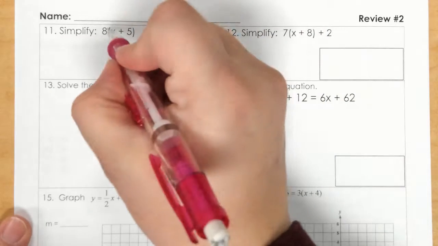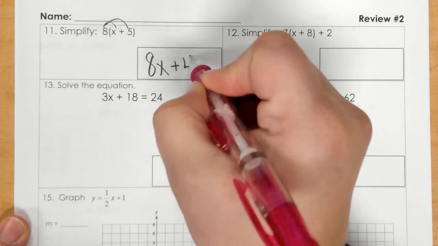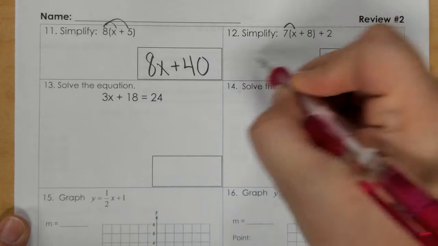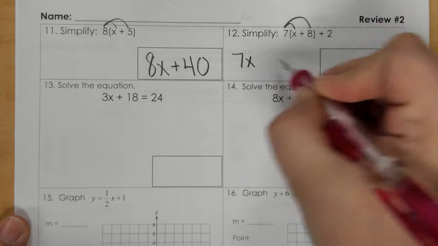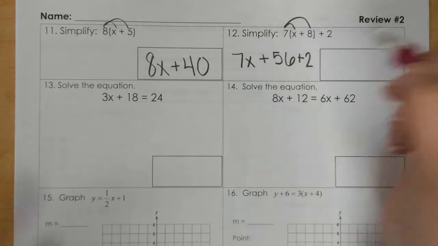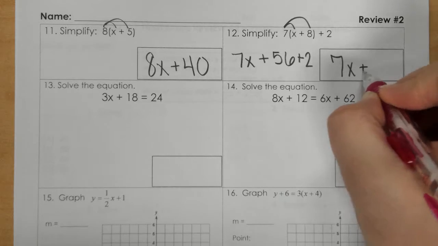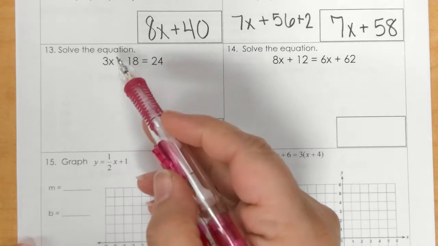For number 11, we just distribute. So that would be 8x plus 40. For this one, we do 7x plus 8, and then bring down our 2. And if we add 56 and 2, we get 58. Just combining like terms.